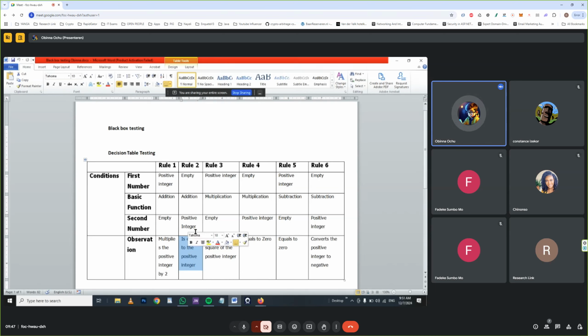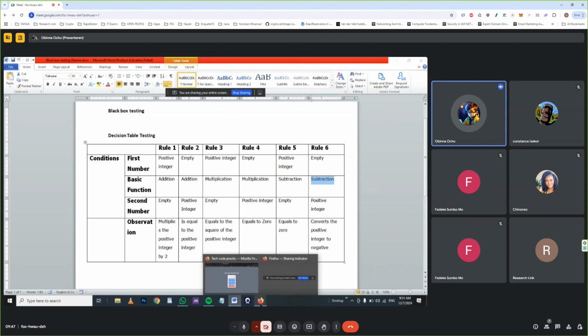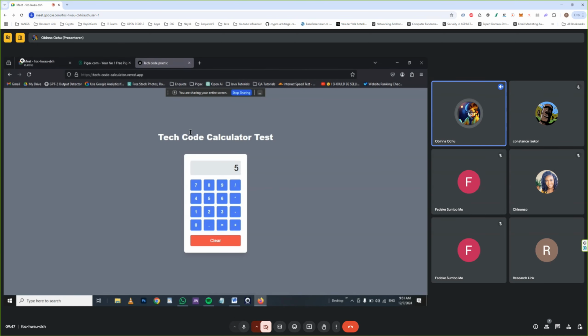And I did the same. I have other rules for multiplication. I have for subtraction, like that, like that. So that's how I did my black box testing for the tech code calculator.